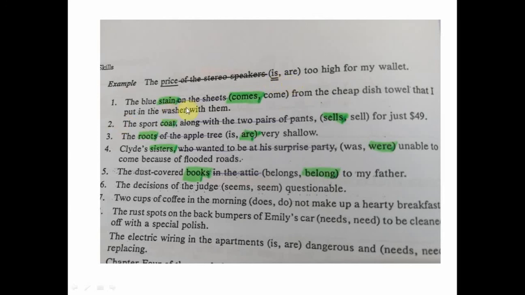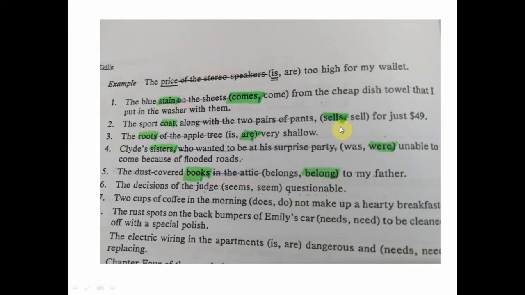The blue stain on the sheets. Now cross out what we have between the subject and the verb, the prepositional phrase on the sheets. We get to know that stain is the subject. It's one stain, so we need a singular verb, adding S to the verb comes. The sport coat along with the two pairs of pants. Cross out the prepositional phrase along with the two pairs of pants. So I get coat. Coat is singular and needs a singular verb. Therefore, we choose sells with S.